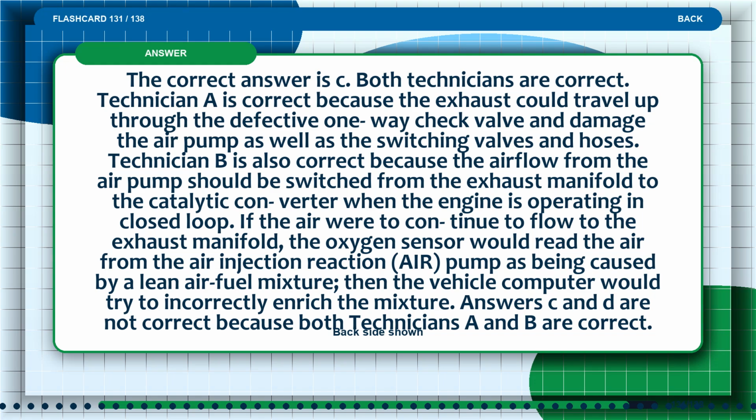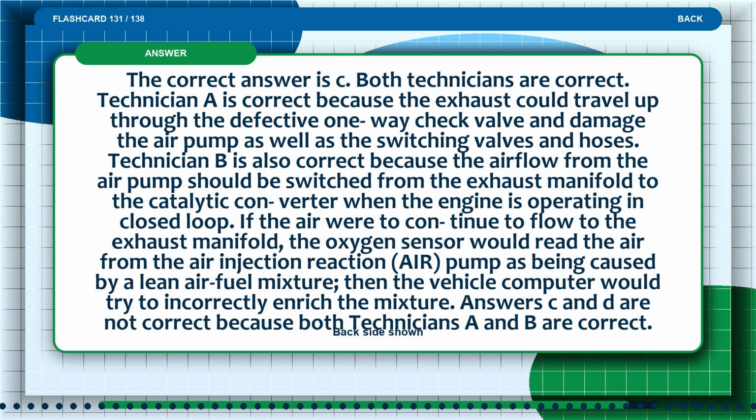The correct answer is C. Both technicians are correct. Technician A is correct because the exhaust could travel up through the defective one-way check valve and damage the air pump as well as the switching valves and hoses. Technician B is also correct because the airflow from the air pump should be switched from the exhaust manifold to the catalytic converter when the engine is operating in closed loop.